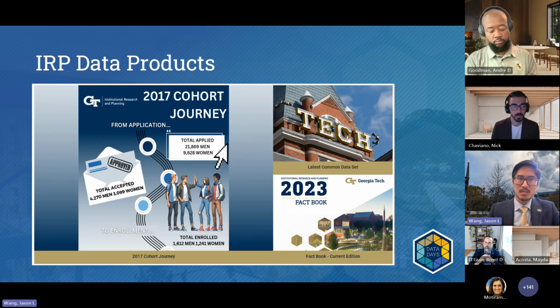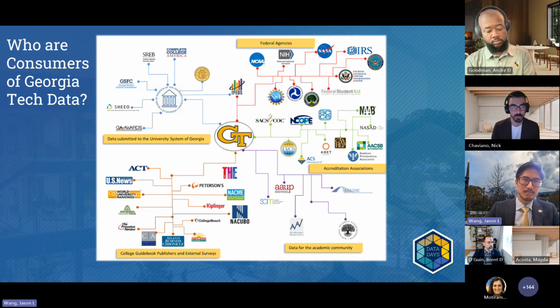We have a number of products on our website. If you navigate there, you'll see a number of infographics. A couple of our biggest products are the Common Data Set and the Fact Book that we release every year towards the beginning of the year, around January to March. Definitely make your way over there. Those are the biggest products that folks hit on our website.